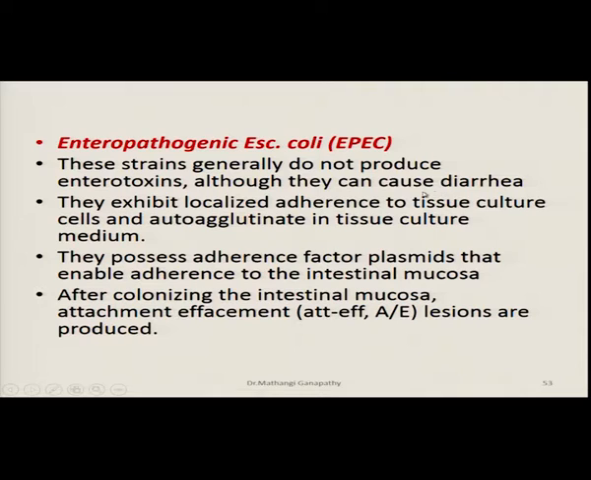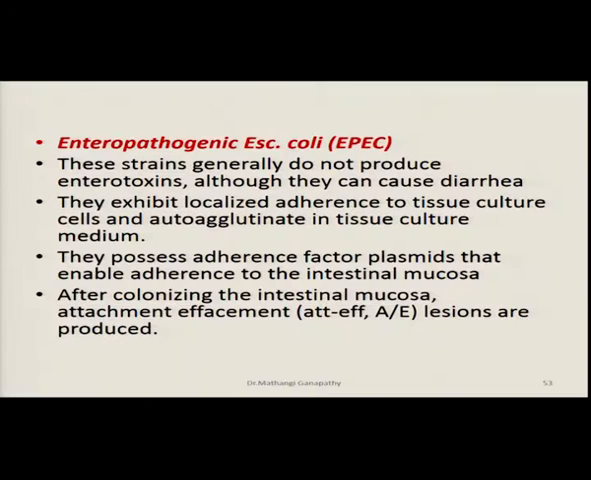they adhere to the tissue culture cells and agglutinate them, and they possess adherence factor plasmids that enable adherence to the intestinal mucosa, which means that they have certain plasmids which produce certain factors. These factors are called adherence factors. These adherence factors help these organisms to go and stick onto the intestinal mucosa, the epithelium of the mucosa. After colonizing the intestinal mucosa, attaching and effacing lesions are produced. So, once they attach themselves to the mucosal cell lining, they start producing lesions on the lining.